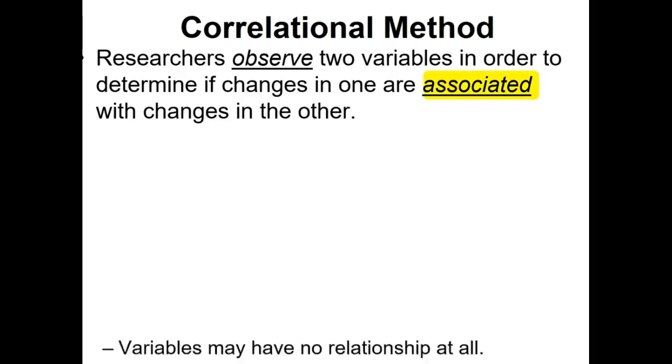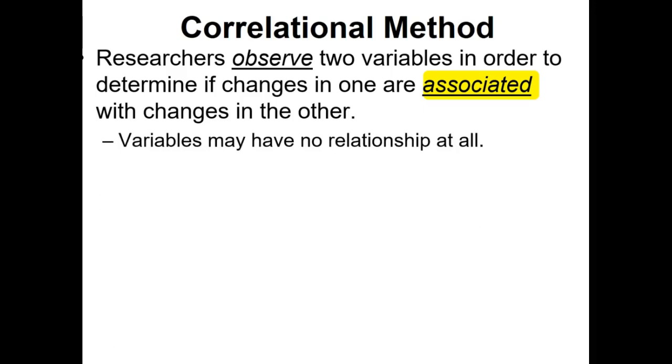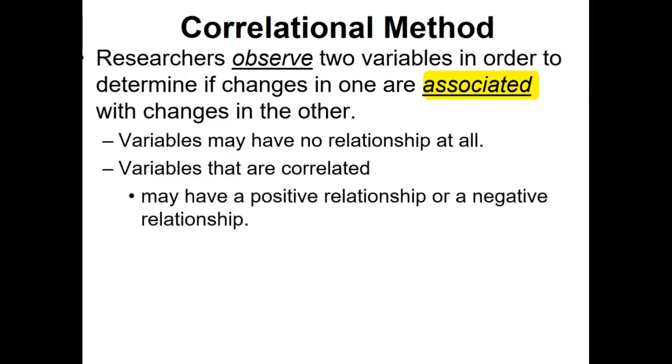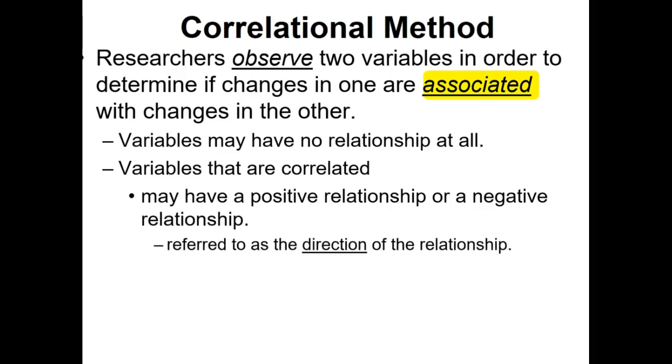Variables may have no relationship at all. That is, they may not be correlated. And believe it or not, you can find merchandise depicting that too. Variables that are correlated may have a positive relationship or a negative relationship. This is referred to as the direction of the relationship.